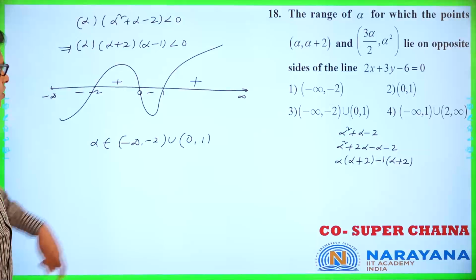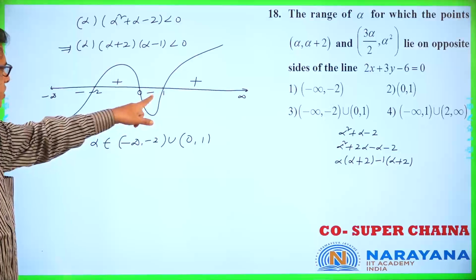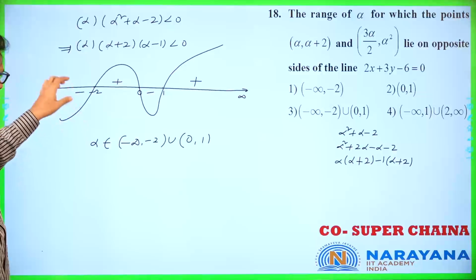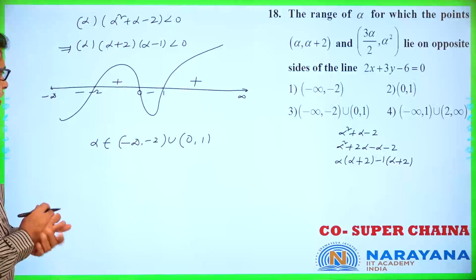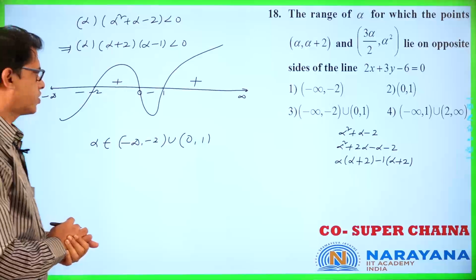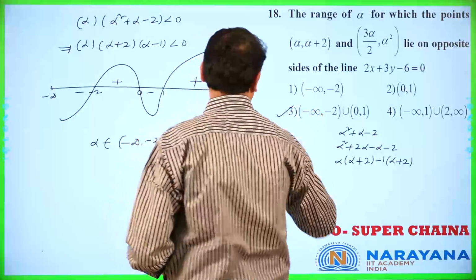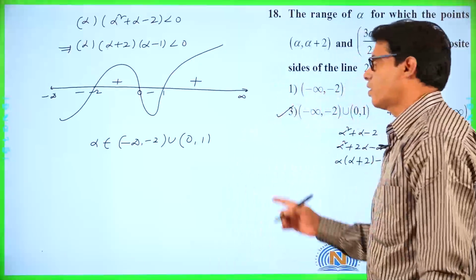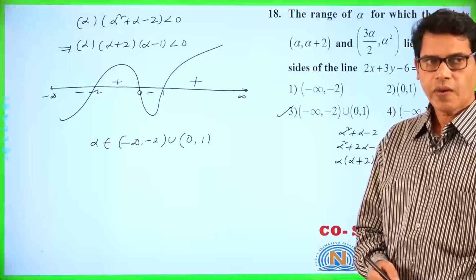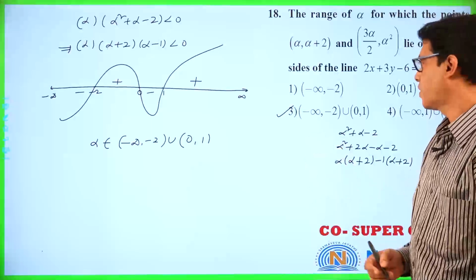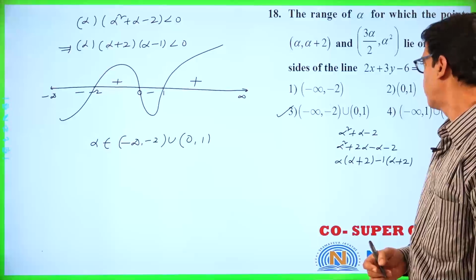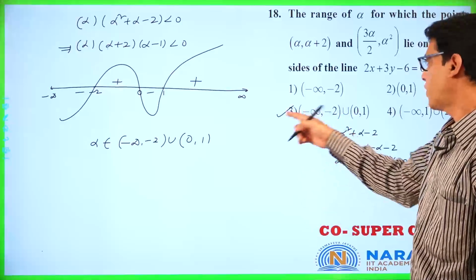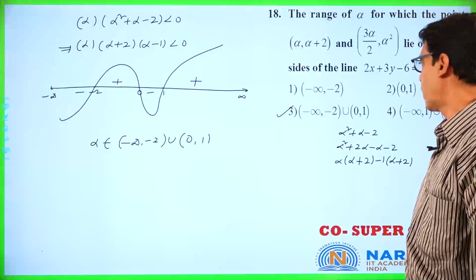Now here we got the minus symbol, and here we got the minus symbol. So this is a required interval and this one is a required interval. This union, minus infinity to minus 2 union 0 to 1, means option 3. Now this one is called the wavy curve method. This is a procedure, right? Next one, minus infinity to minus 2 union 0 to 1.